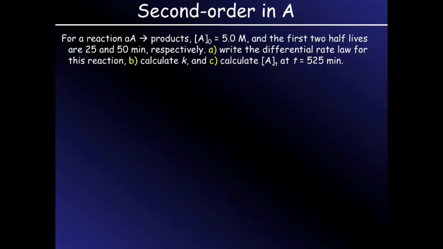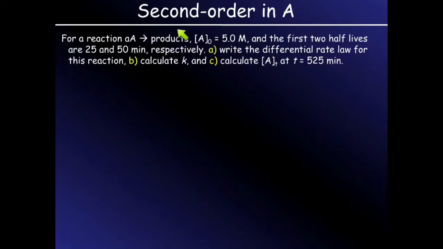Okay, let's solve this problem, which is a second order problem for a reaction where some reactant A goes to products. The initial concentration of A is 5 molar, and the first two half-lives are 25 and 50 minutes, respectively. Although there is nothing in this problem suggesting that it's a second order reaction as opposed to a first order reaction, other than the title right up here, how would you determine that this is a second order reaction?